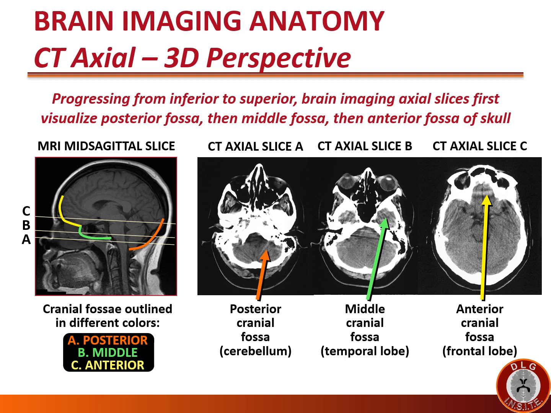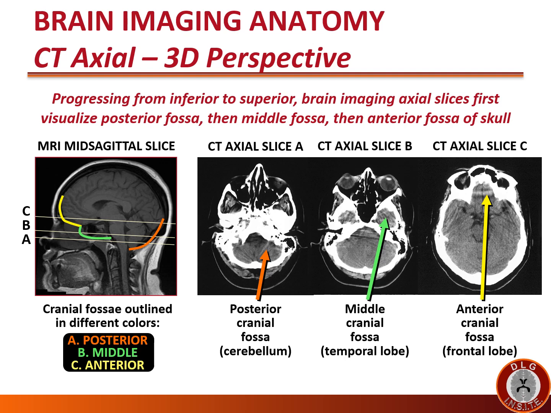When identifying anatomy on brain imaging, it is best to keep a three-dimensional perspective, and that means understanding the way the brain sits in the three cranial fossae. Progressing from inferior to superior, axial slices first visualize the posterior fossa. So slice A is the most inferior slice, and you can see the posterior cranial fossa outlined in orange and shown with the orange arrow on slice A.